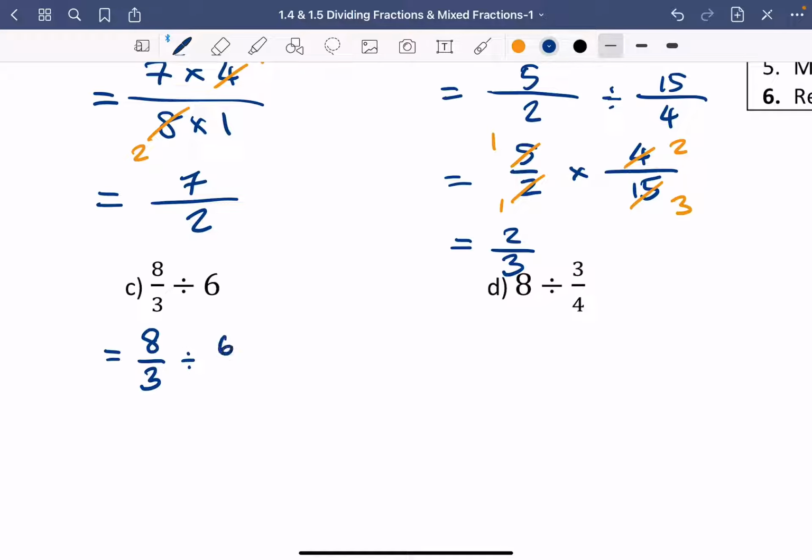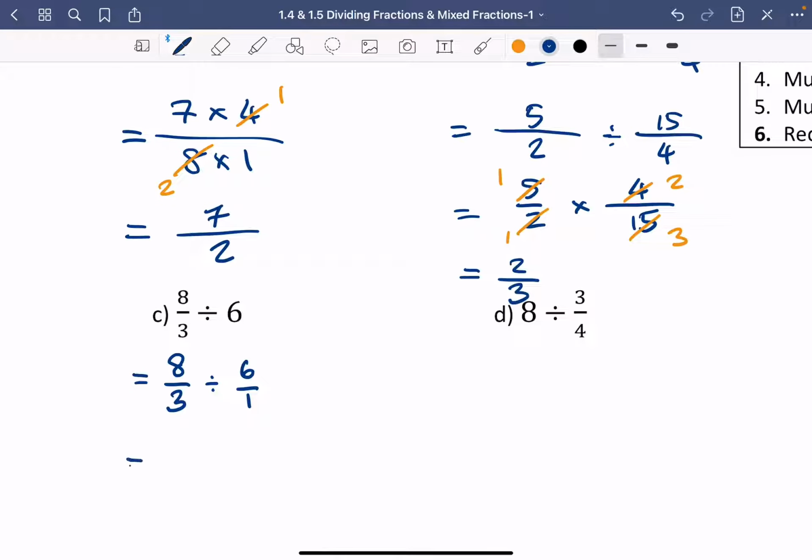6 is the same as 6 over 1. 6 over 1 means 6 divided by 1, right? So 6 over 1 is the same as 6 divided by 1, which is just 6. We're changing it to 6 over 1 just because it makes our life easier.